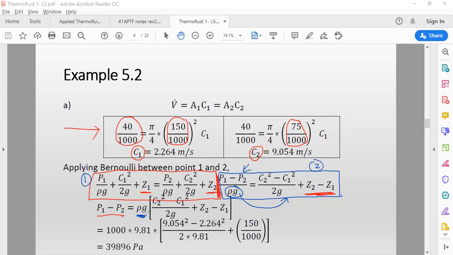Once you have this form, P1 minus P2 equals rho g, you can just plug in the values. Rho is 1000, g is 9.81. C2 and C1 are what you calculated. And as I mentioned just now, the height difference is 150. So you can work out your pressure drop, 79896. Okay, clear? Okay, next.